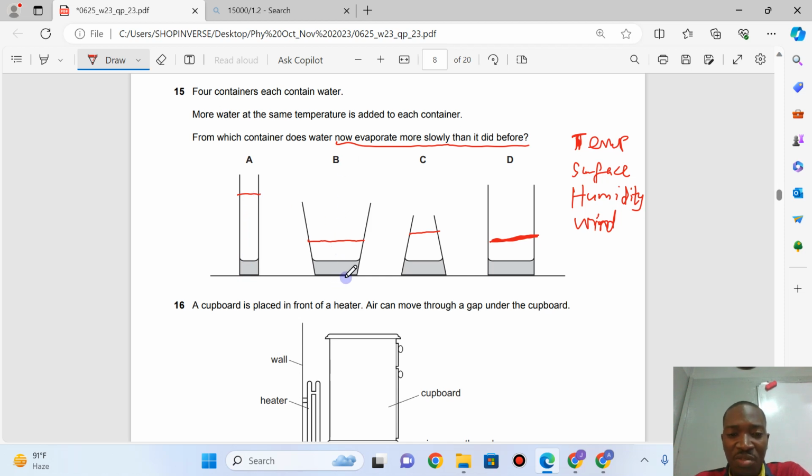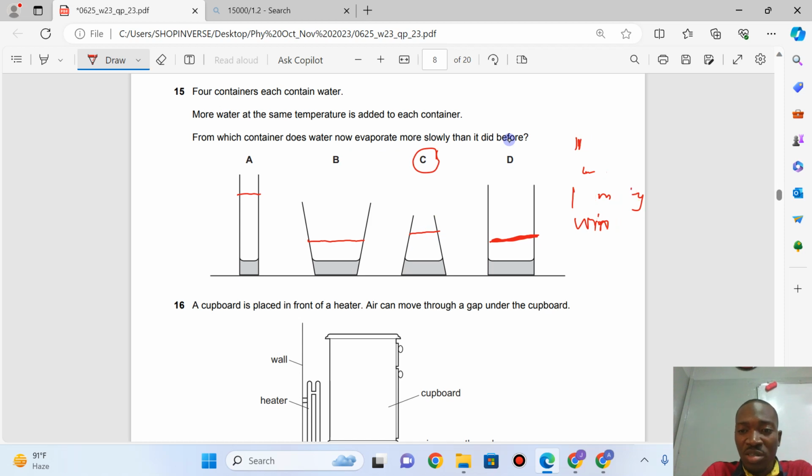That means the rate of evaporation will increase here. Evaporation will take place at a faster rate here. See, as you're adding water, the container gets narrower. That means the rate of evaporation will be reducing in this one. Here, the surface area remains the same as you add water, so the rate of evaporation does not change. This is the only one where the rate of evaporation becomes slower than it did before. That makes option C the correct answer to question number 15.